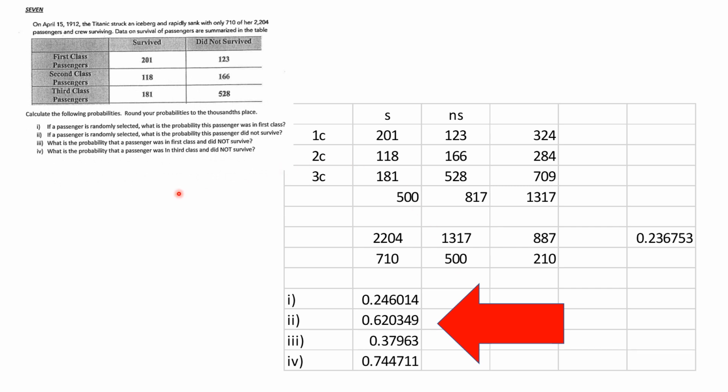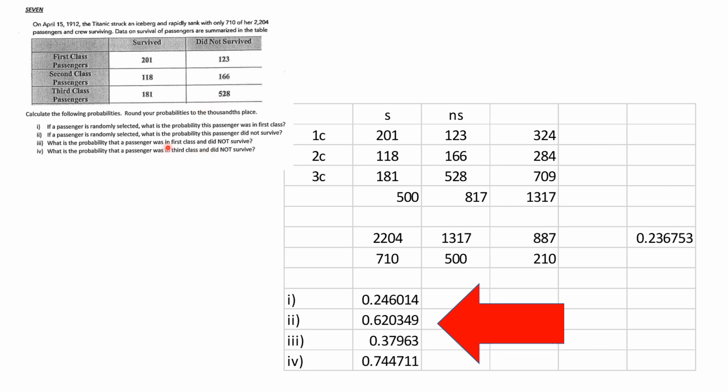Okay, this is the Titanic problem. The first question was, if a passenger is randomly selected, what's the probability this person was in first class? Well, a person is randomly selected. You had 324 divided by 1317, and that gave you this number, 0.24, and we got that just from the conditional probabilities up here.